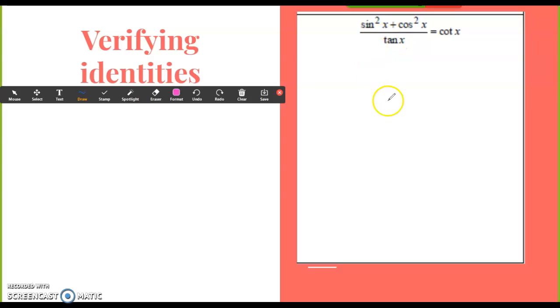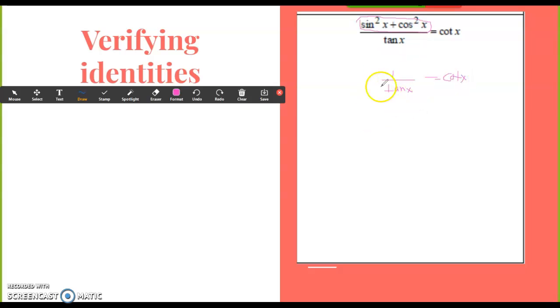Now, the first thing that I want to do is look at the numerator of the left, and I notice that this is an identity. Sine squared of x plus cosine squared of x is just a 1. So this is really 1 over tangent of x. And I'm saying that equals the cotangent of x.